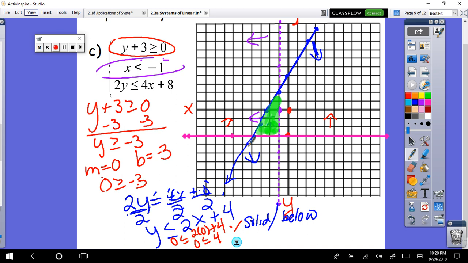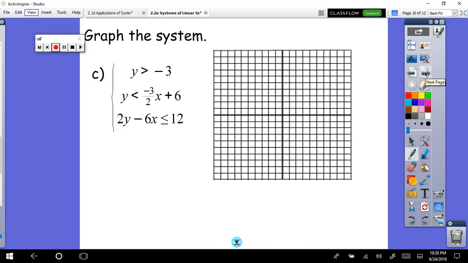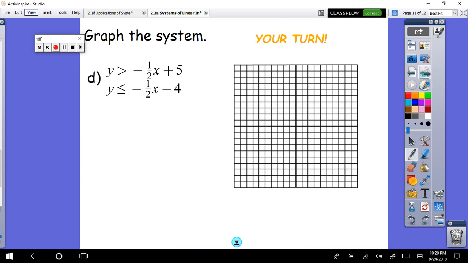All right, look on the online notes. There is a couple more examples. I only went A, B, and C. There's D and E as well. So if you'd like to look at those notes as well.